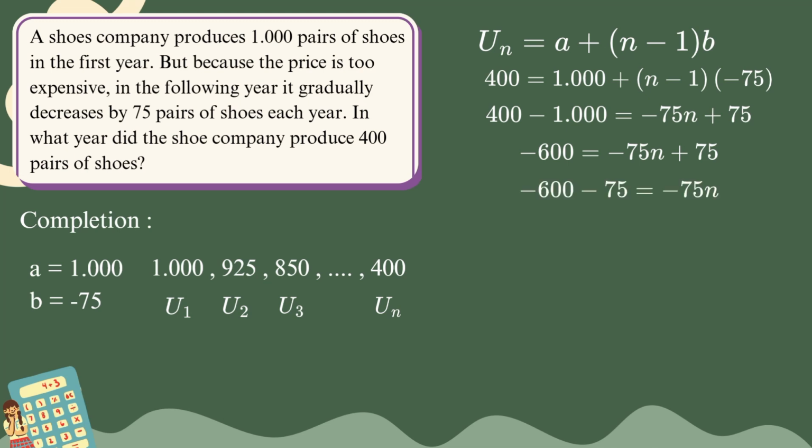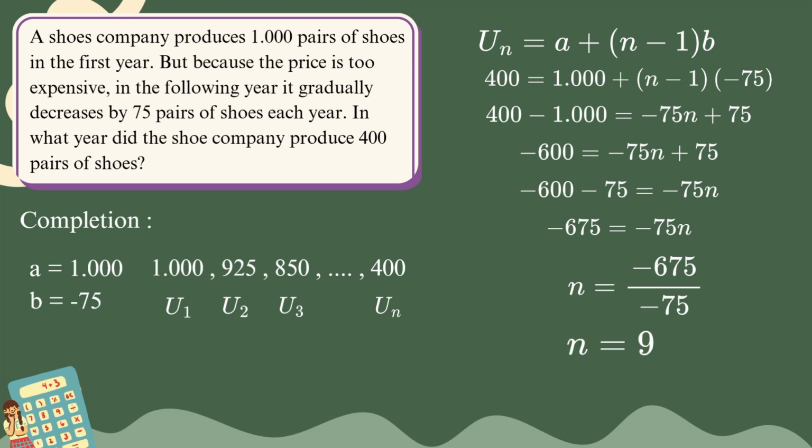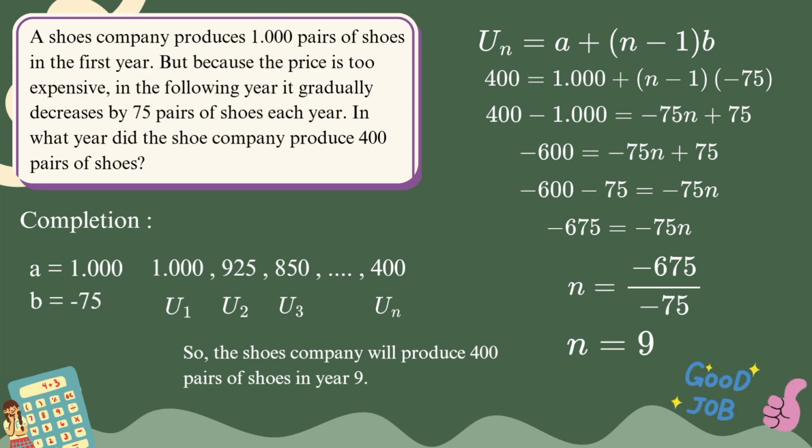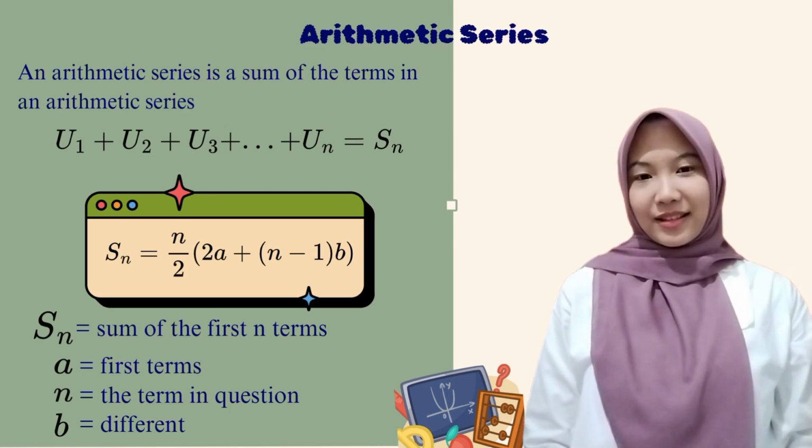Minus 600 minus 75 equals minus 75n. Minus 675 equals minus 75n. So we get n equals minus 675 divided by minus 75. N equals 9. So, the shoes company will produce 400 pairs of shoes in 9 years. Good job! Next is arithmetic series.